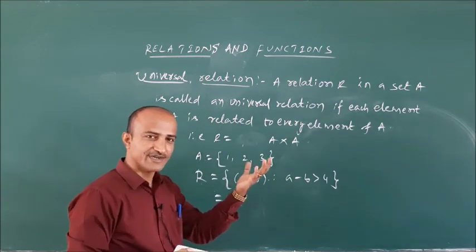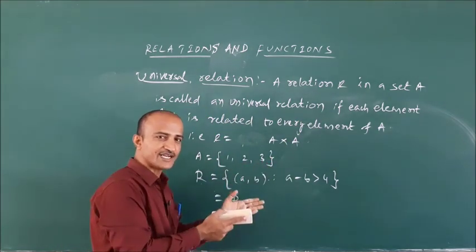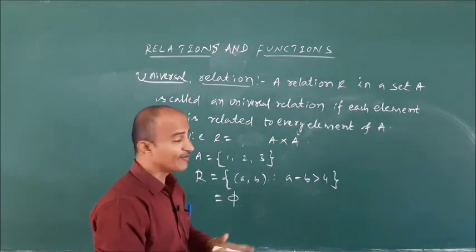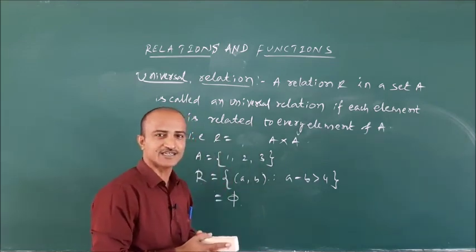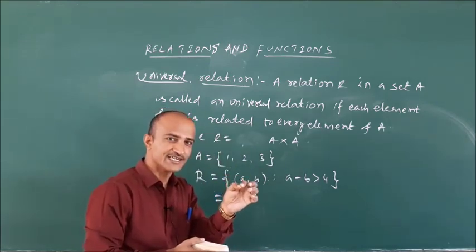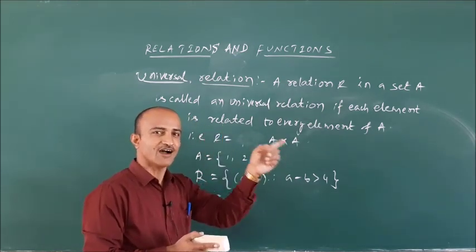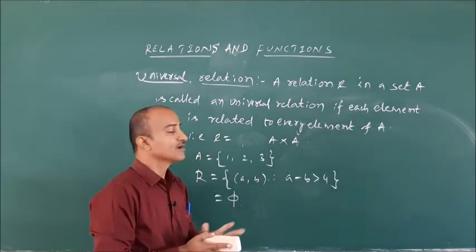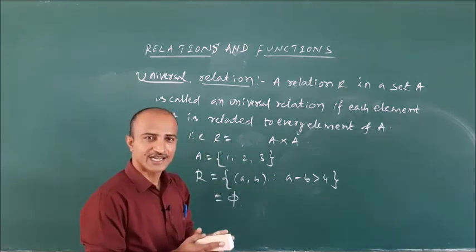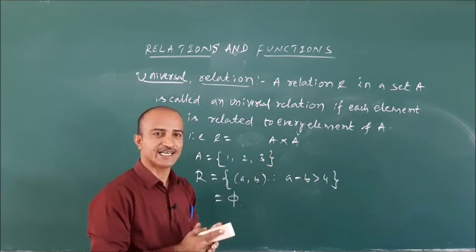See, empty relation means no element of A is related to any element of A. Whereas in the case of universal relation, each element of A is related to every element of A. For empty relation, R is φ. For universal relation, R is A cross A.